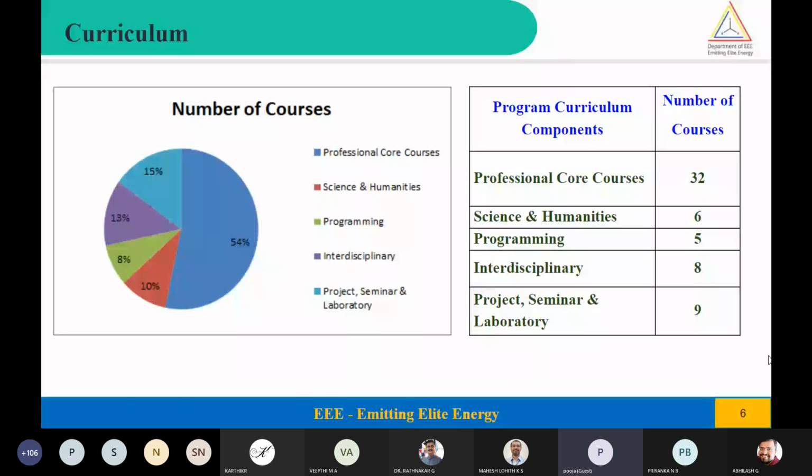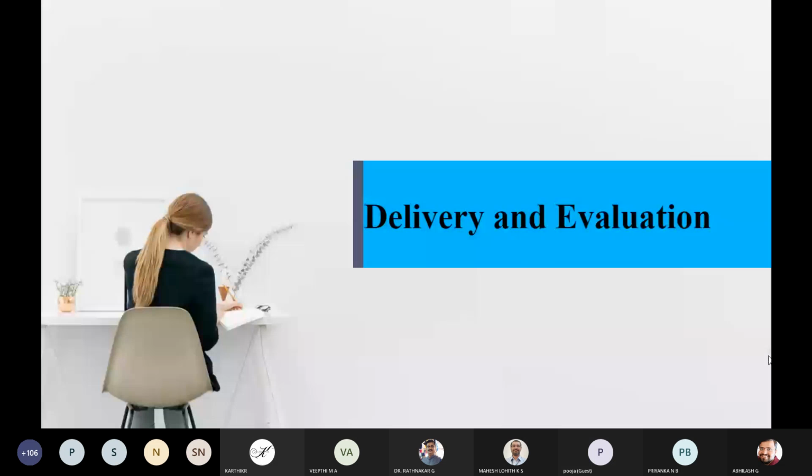Now, how is the curriculum being delivered? VTU says that we need to deliver the curriculum. About 60 different courses we need to deliver. So all 60 courses, how are we going to deliver? What is the method that we follow?